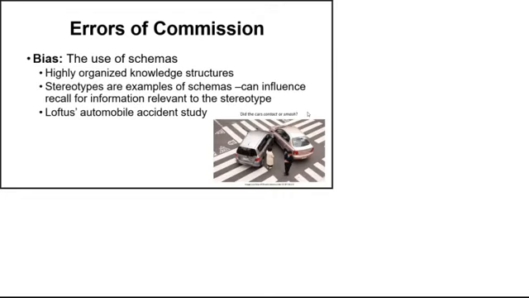The next of our errors of commission is biases. And this is when we use schemas. We've talked about schemas before as little mental shortcuts. Our brains do a really great job at only storing as much information as they need to, and we fill in the blanks with the rest of it. And so we have very highly organized knowledge structures. Our brains are very complex. We make lots of connections very quickly.